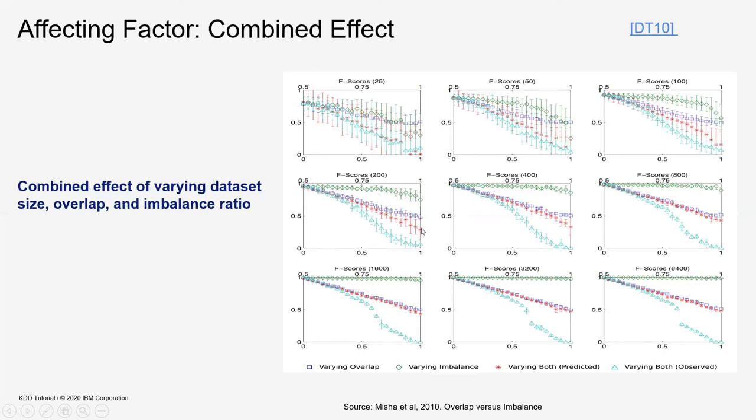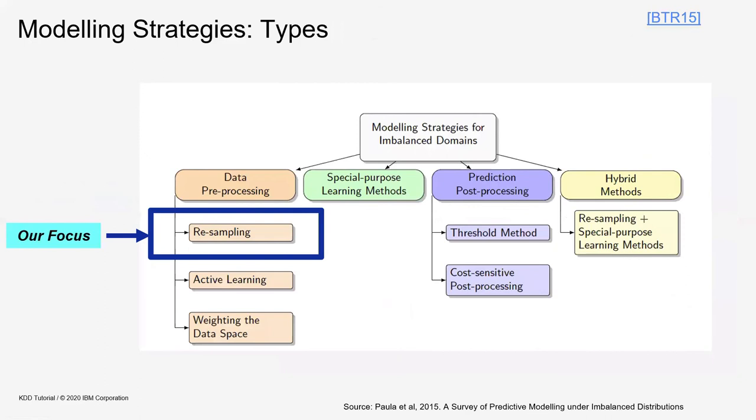And each of these different plots basically signifies the same experiment for different data sizes, and we can see that data size also has an impact on the same. So what should be done, right? So what we have seen so far is cases wherein class imbalance is an important problem.